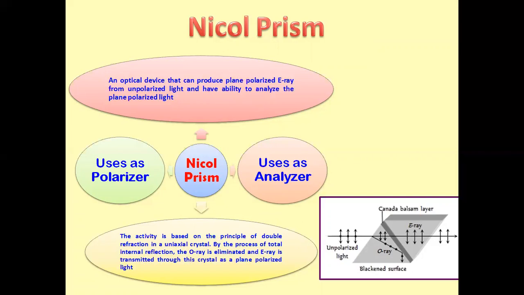Now the question is, what is the principle? The Nicol prism is based on the principle of double refraction in a uniaxial crystal. By the process of total internal reflection, the O ray is eliminated and the E ray is transmitted through this crystal as plane polarized light.